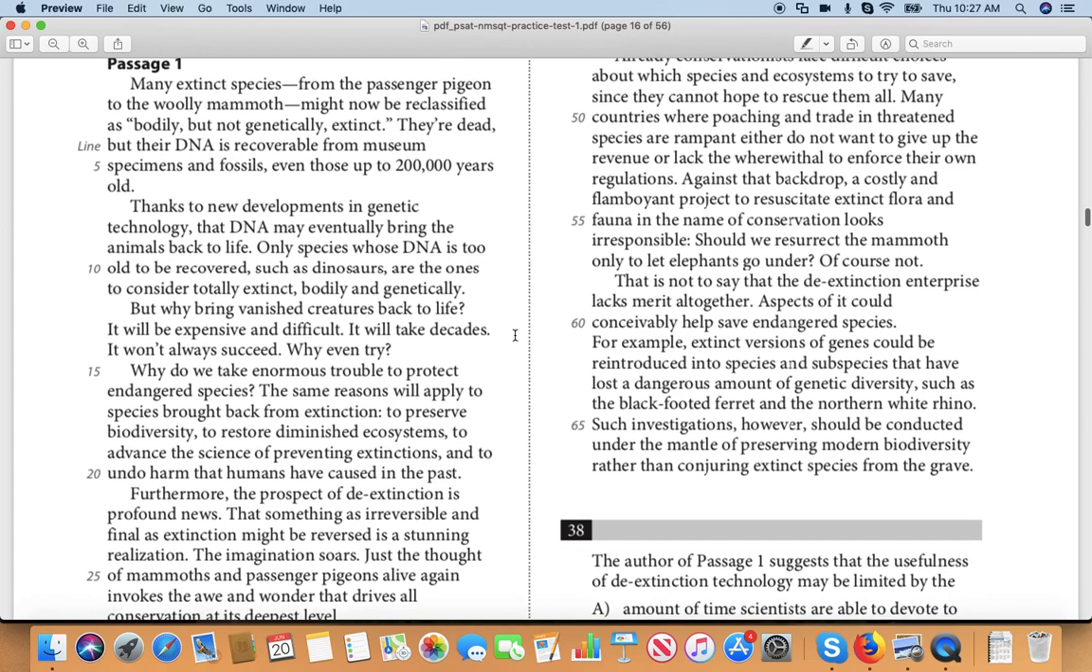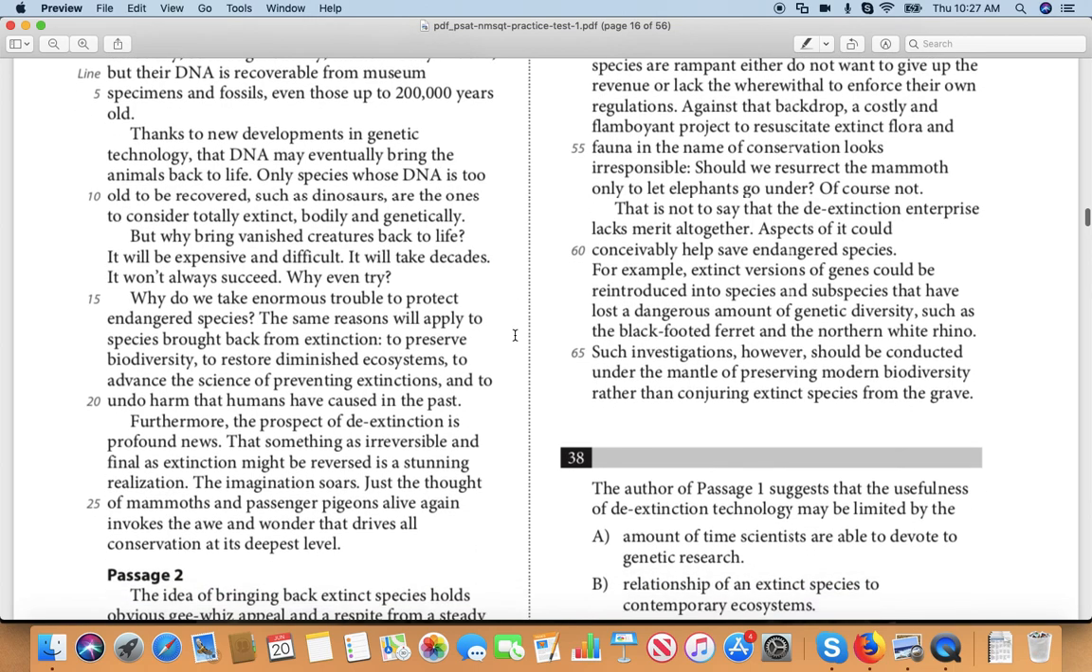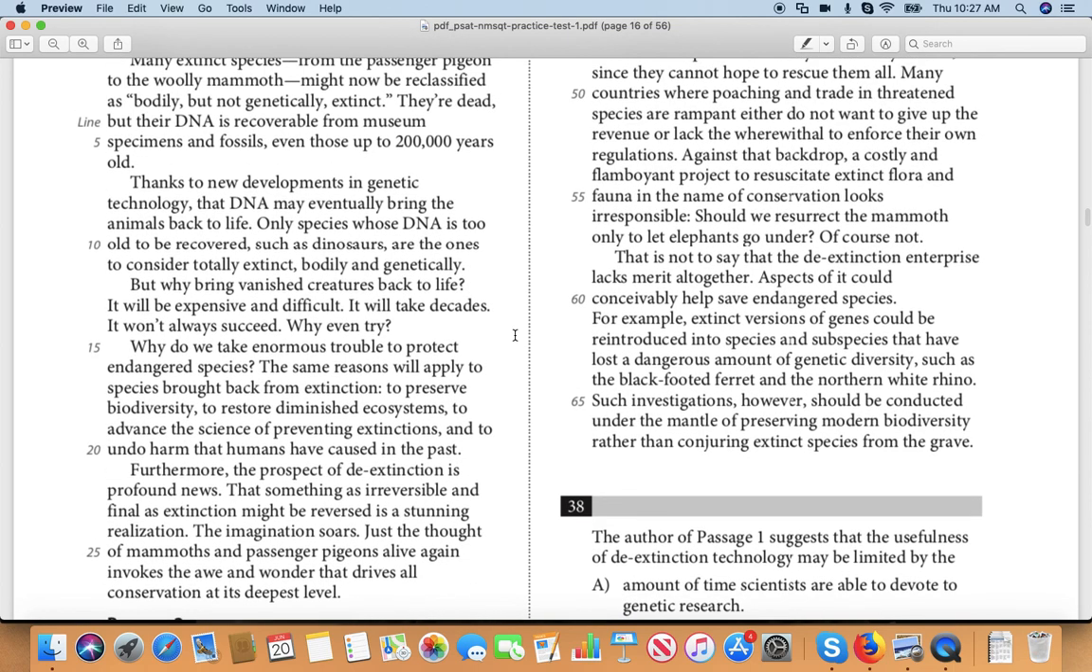It would be expensive and difficult. Yeah, but it's limited in another way. It will also take decades, and it won't always succeed. Yeah, but it's limited. You're right. Ava or Blaze, do you know? There's something that stood out for me in the passage. There's a more specific way that it's limited. Is it because of the DNA that's too old to be recovered? Yes. Do you see the difference there?